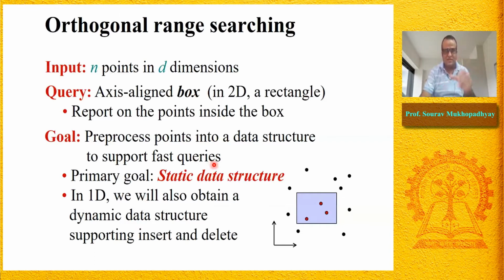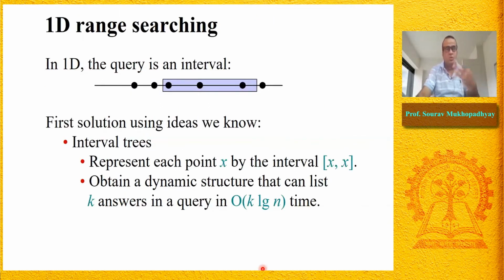So these points are not often changing. Our database is a static database, so you have to do some pre-processing on it. And for 1D, we will also have a dynamic data structure, which supports deletion and insertion. So let us talk about some data structure which we already know to handle this problem. Is the problem clear?